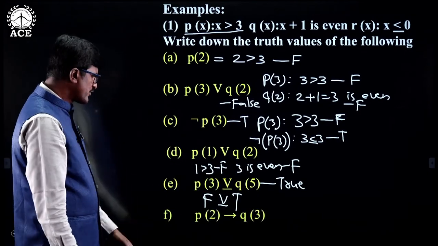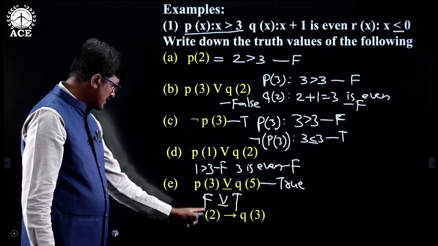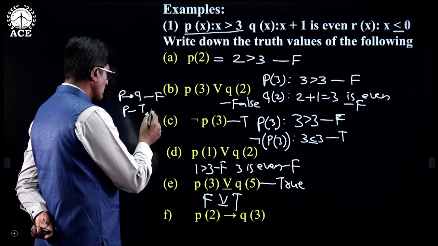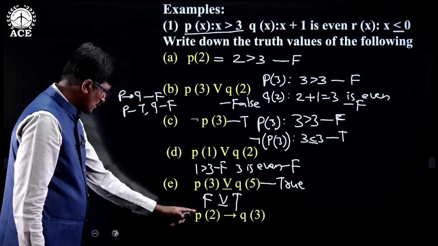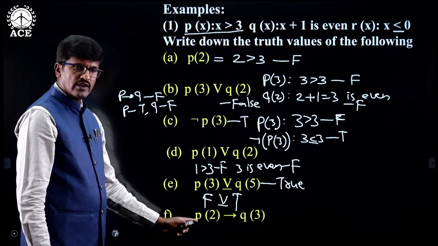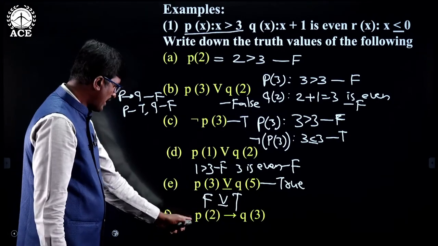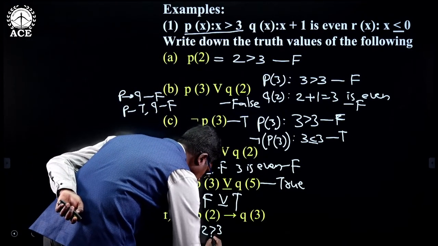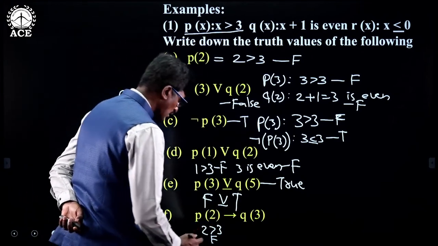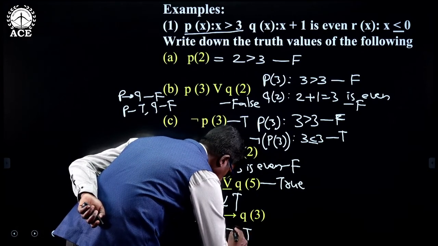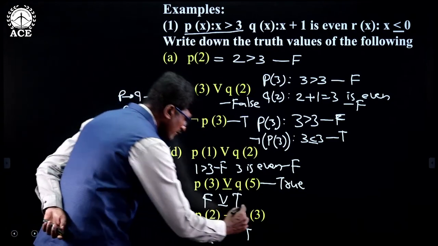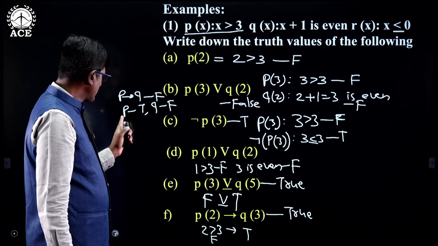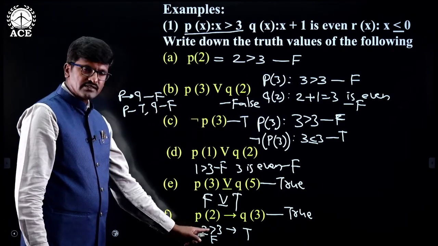So next one is P of 2 conditional Q of 3. This is the conditional statement. The conditional statement P conditional Q is false when P is true and Q is false. In this case only the conditional statement is false. We'll verify whether P of 2 is true or not. 2 is greater than 3 means it is false. For Q of 3, 3 plus 1, 4 is an even integer. This is true. So the LHS part is false and the RHS part is true. Therefore, the truth value of this one is true, because the conditional statement is false only when P is true and Q is false. In all other cases, this conditional statement is true.